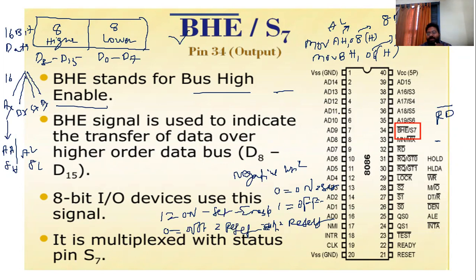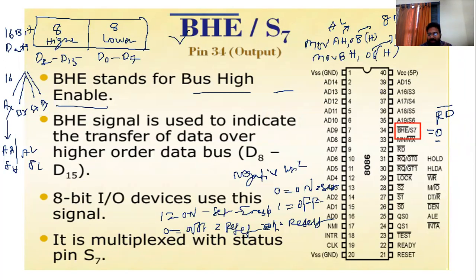So if BHE bar is equal to 0, it means it is on. High means off. You know this logic very well from digital logic subjects. Here, in negative logic, on means 0 and off means 1.